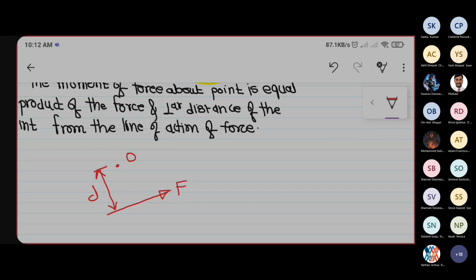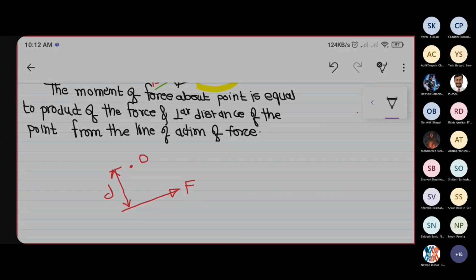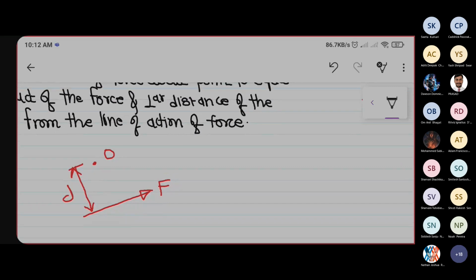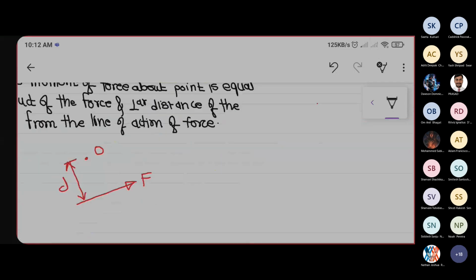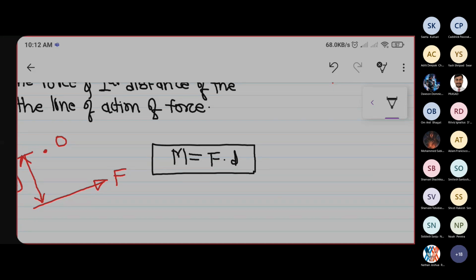Then according to the definition, the moment of force about a point is equal to the product of a force and the perpendicular distance of the point from the line of action of the force. That means moment. What is moment? Moment is a force which creates a rotation effect. It is denoted by capital letter M and its formula is F into D. So capital M is equal to F into D.